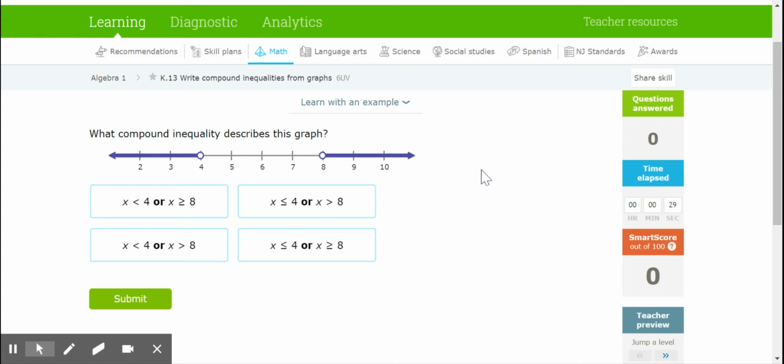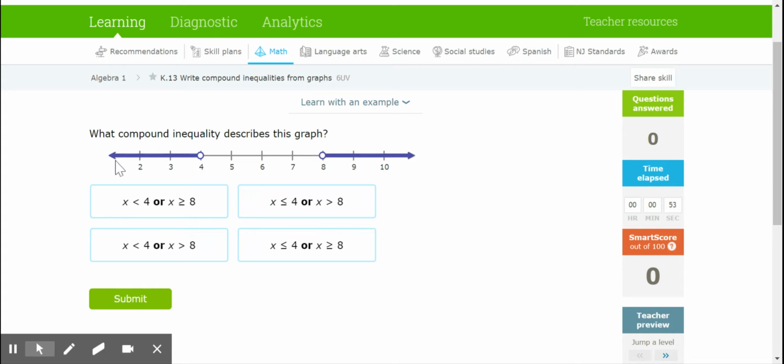Okay, now we're doing K13, writing a compound inequality from the graph. This starts off a little bit easy with a multiple choice, but we'll progress where you actually have to write the and or the or statement in later. Now, this is not connected, so this is a disjunction, which means it's an or statement. All four of our answer choices are or statements, so that doesn't narrow it down.